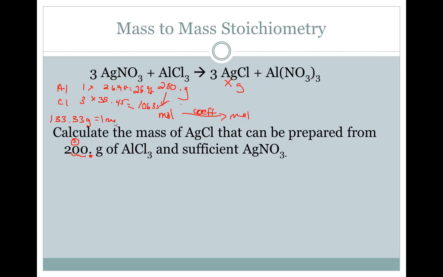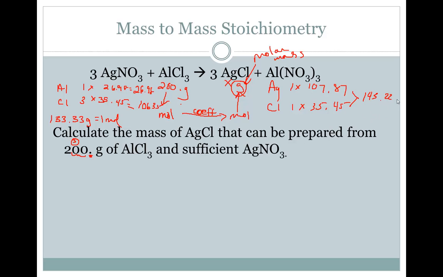Now, we use the coefficients to get moles of AgCl. You notice that it says grams, so that means we need molar mass again, which means we need the periodic table. Ag and Cl, 1 times 107.87, and 1 times 35.45. We're going to add those together to equal 143.22 grams is equal to 1 mole.